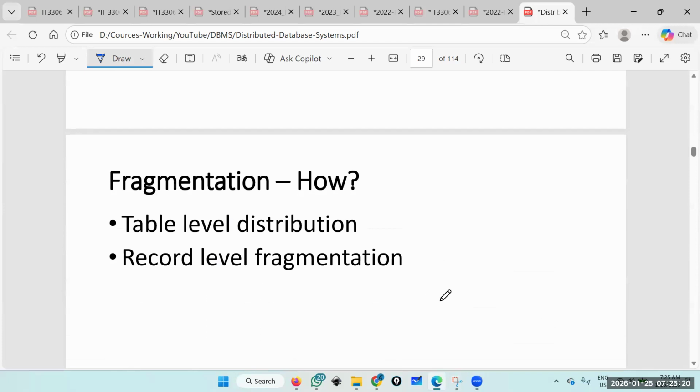So that means you decide table X goes to this side, table Y goes to that side. Maybe on each side you have a common table and maybe a new table. But we are more interested in record level fragmentation. That means some records of the exact same table are in both X and Y, but some records are in X, some other records in Y. So that is record level or column level. Some columns in X, some columns in Y, but there should be common columns also so that you can join those.